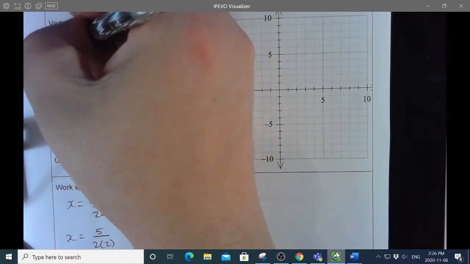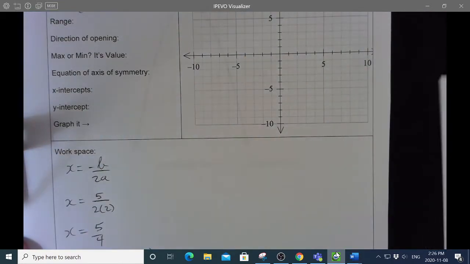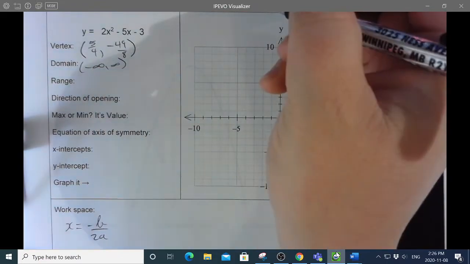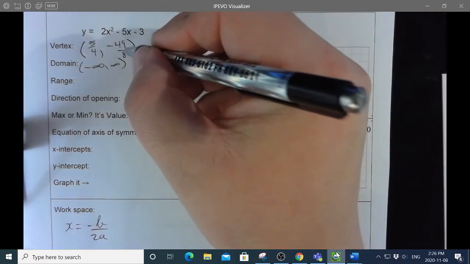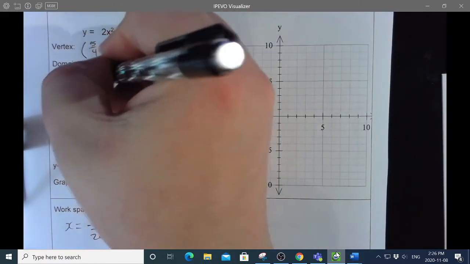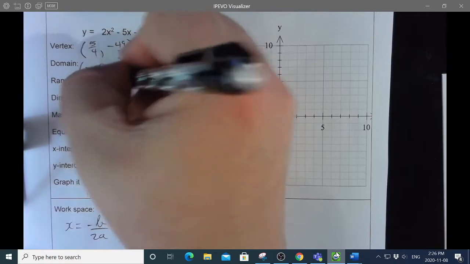My domain, negative infinity to infinity. My range, okay, this parabola opens upward because 2 is positive, and if it opens upward, that's the smallest it can get. So that means I start at negative 49/8 and I go up to infinity.